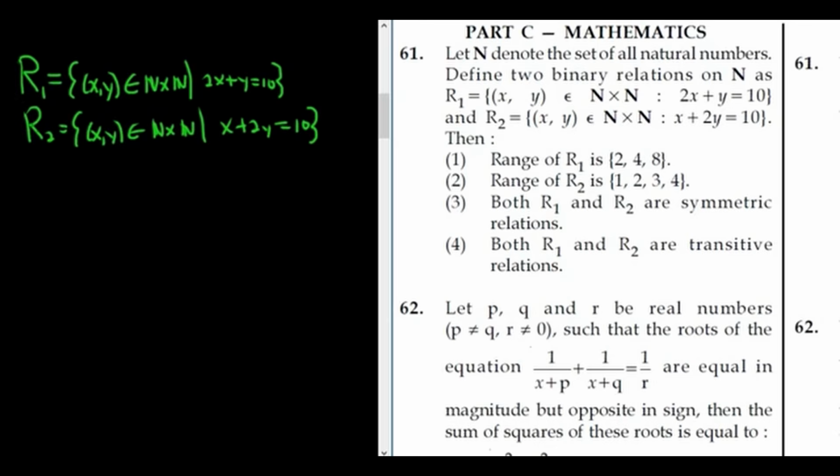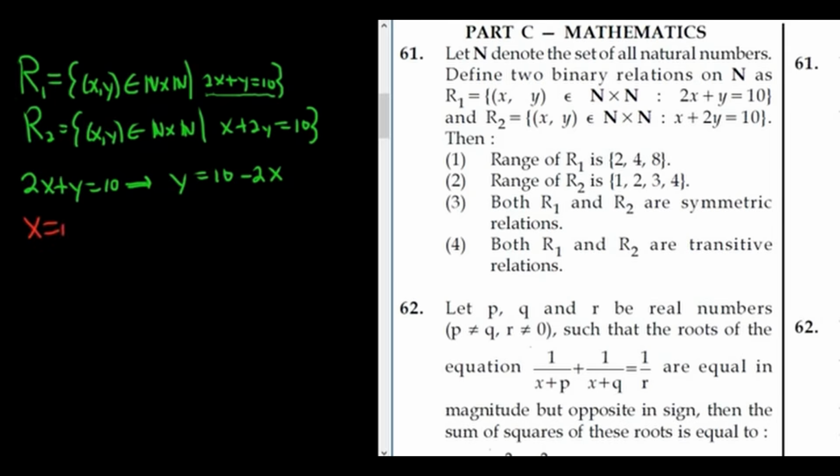Let's first find the range of R1. To find the range of R1, I'm going to solve this for y. So you have 2x plus y equals 10, so y is equal to 10 minus 2x. So the range is all the possible y values, right? So what we do is we just plug in x values and we try to figure out all the y values. So the first x value we can plug in is 1.